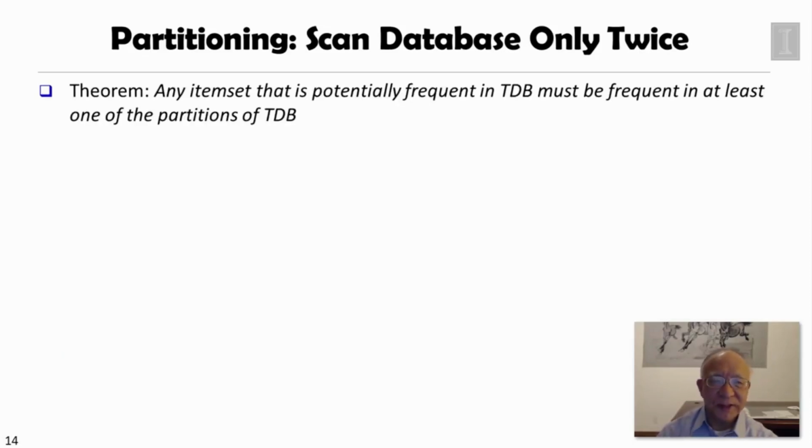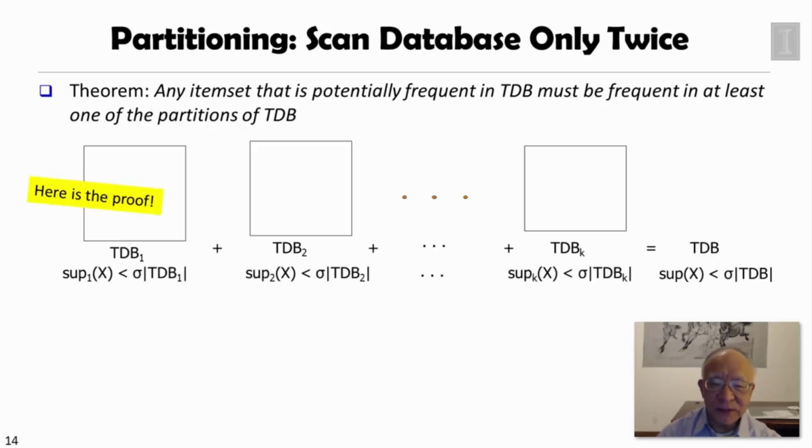Let's look at the first one, the partitioning method. The partitioning method guarantees you only need to scan the data twice before you generate all the frequent item sets, no matter how large k is. They observed a very interesting property: any item set potentially frequent in the transaction database must be frequent in at least one of its partitions.